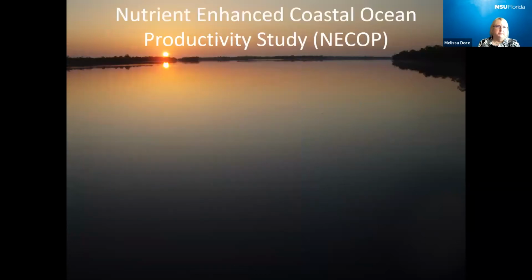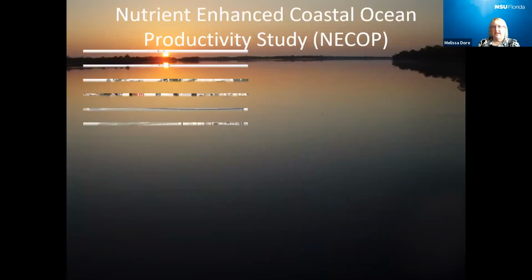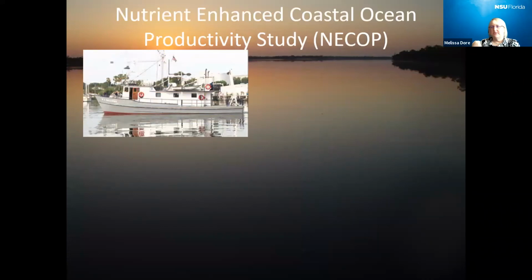So, the NECOP study, the productivity study. Here we go. There's the boat I was on. I actually got two black eyes doing my research on there. It corkscrews when you're on it because it's a flat-bottom boat, and I was looking through a microscope when we got caught in a big wind, and I got both of them in my eyes. People said I looked like a raccoon.